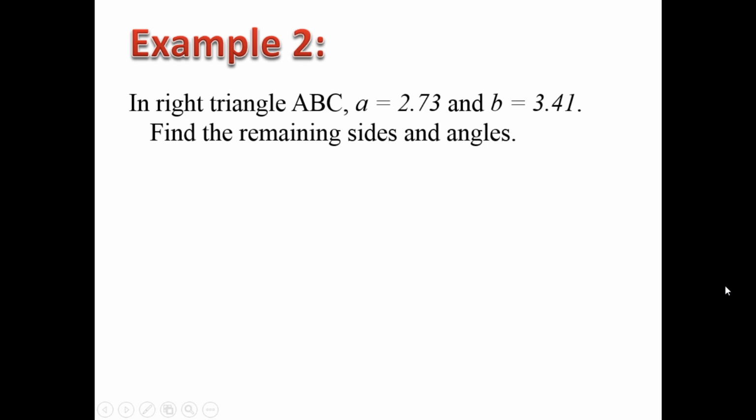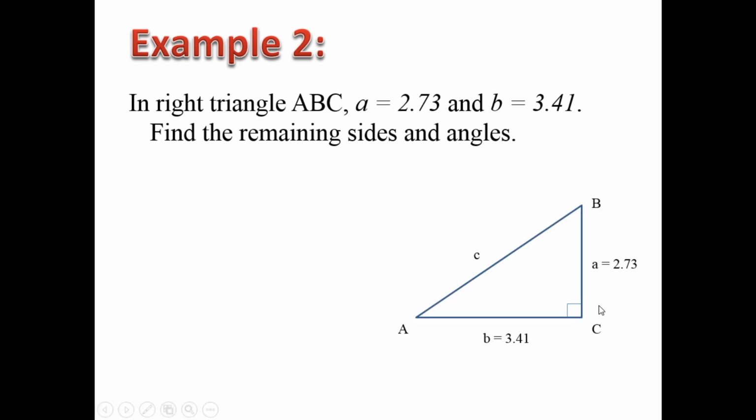Now here's another example. We have a right triangle ABC, where a equals 2.73 and b is 3.41. Those are just the line segments. Find the remaining sides and the angles. The given information is two sides, and it's a 90-degree right triangle.